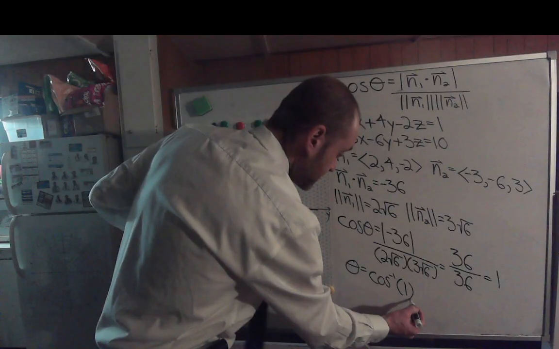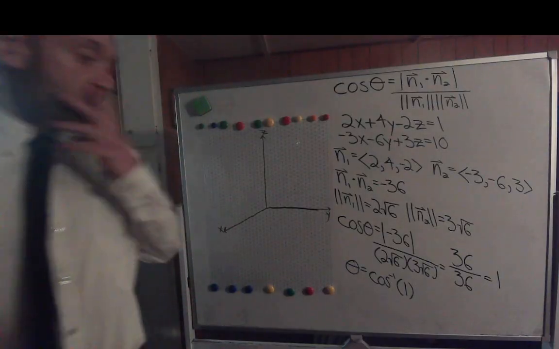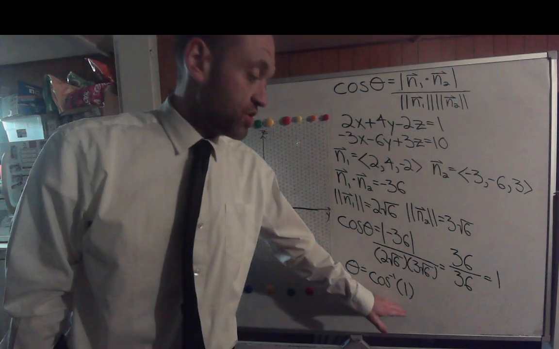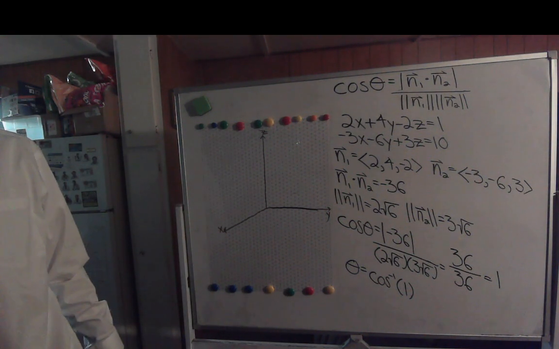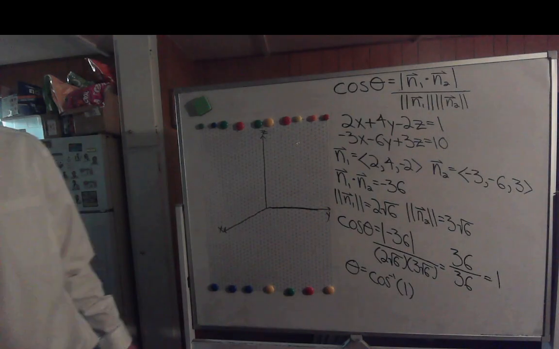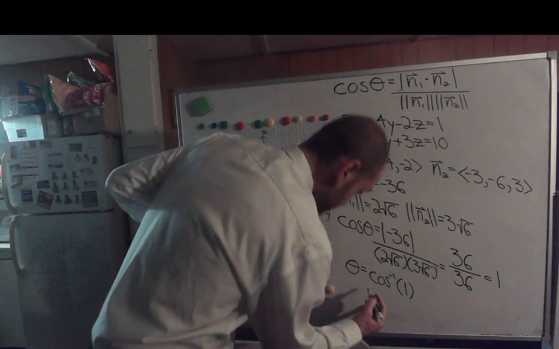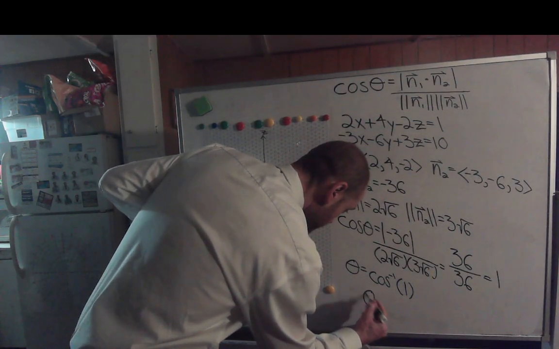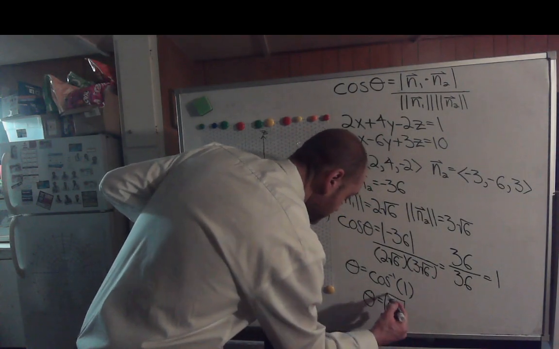Well, good news is that 1 is part of the domain of the inverse cosine. It goes from negative 1 to 1 inclusive. What angle gives you a cosine of 1? That's going to be 0 degrees, right? Theta would equal exactly 0 degrees.